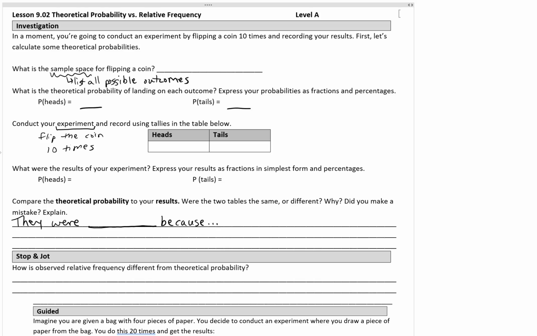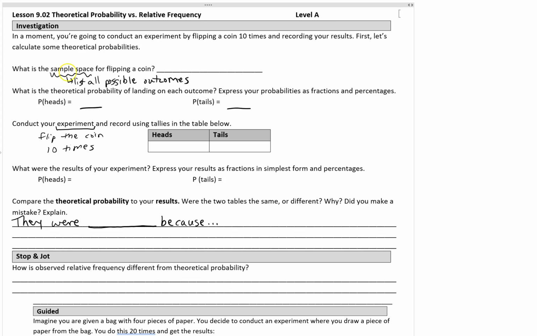We're going to be talking about theoretical probability, what we did yesterday, versus our new topic, which is relative frequency. So for our investigation, we're going to conduct an experiment by flipping a coin 10 times and recording our results. First, we're going to calculate some theoretical probabilities.